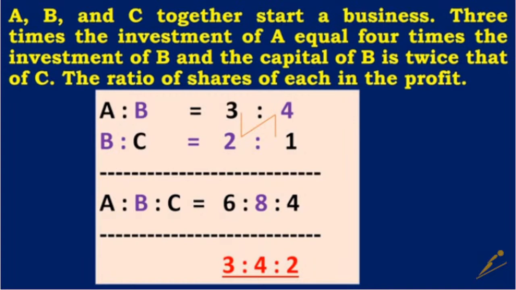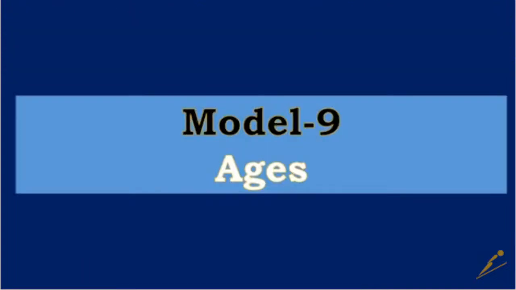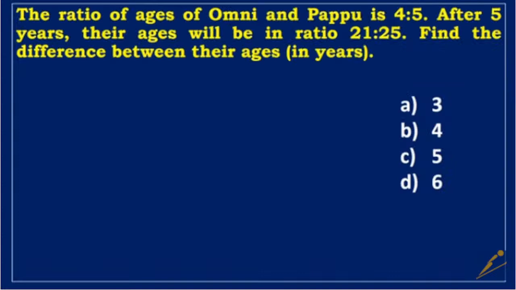Model 9. Ages. Example 1. The ratio of ages of Omni and Papu is 4 to 5. After 5 years, their ages will be in the ratio 21:25. Find the difference between their ages in years.